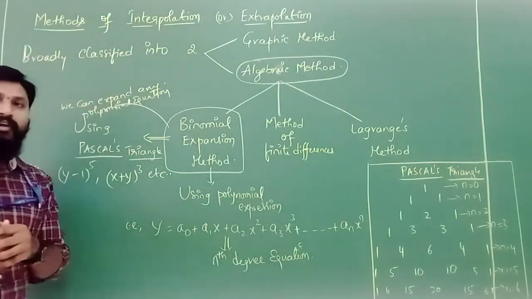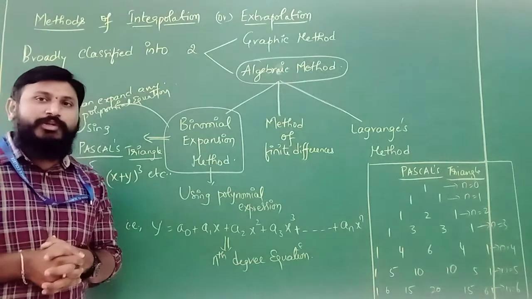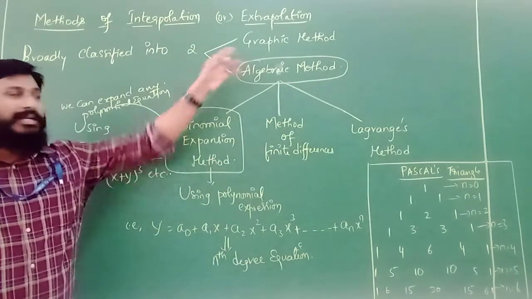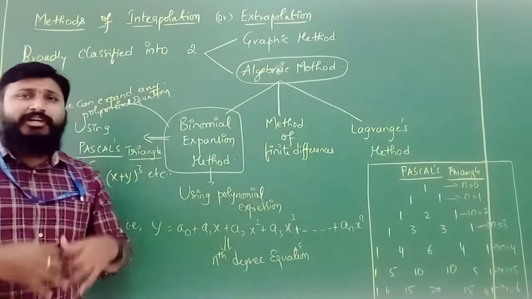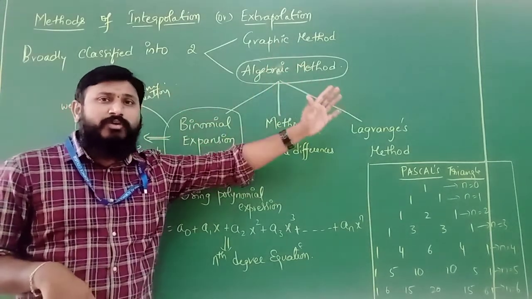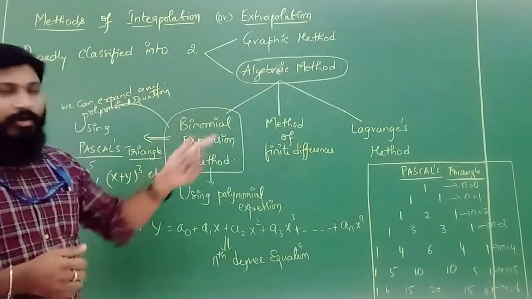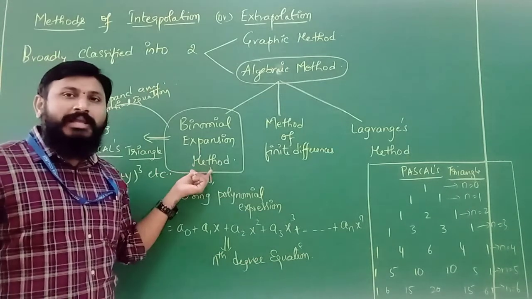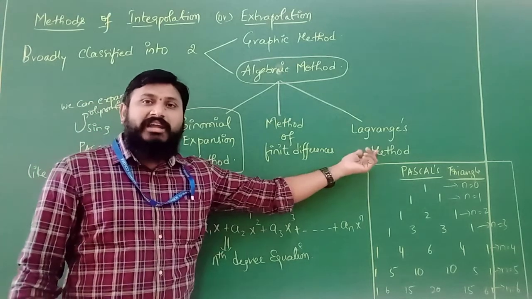Now in this video I would like to discuss the methods of interpolation or extrapolation. Generally they are classified into two types: number one, the graphic method, and number two, the algebraic method. In our syllabus we are confined to only the second method, the algebraic method, remember. The graphic method is not in the PU-1 syllabus. The algebraic method is again categorized into three kinds: number one, binomial expansion method; number two, method of finite differences; number three, Lagrange's method, right?